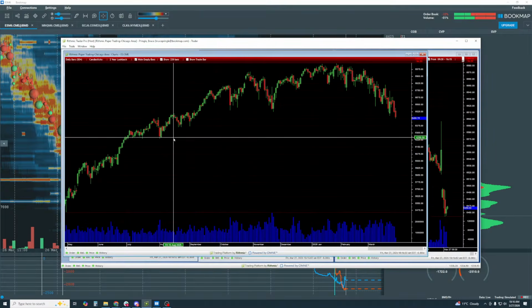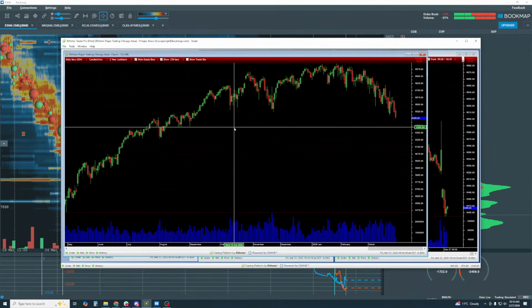Okay, so if the market is reacting to this war and it continues on the way it is, like we're seeing traders react to it, we'd look for lower lows into some of these areas down here. Okay, so that's the bigger picture.